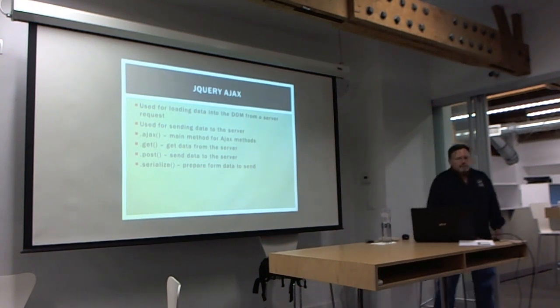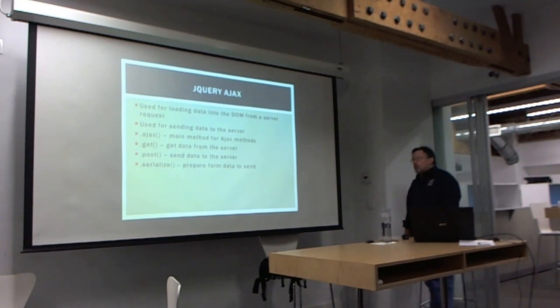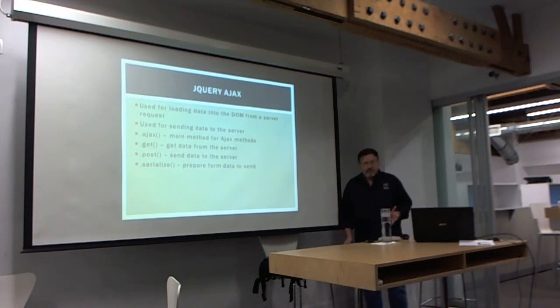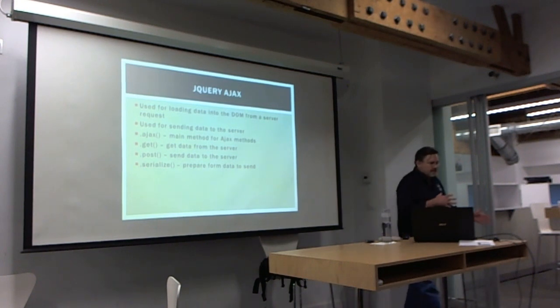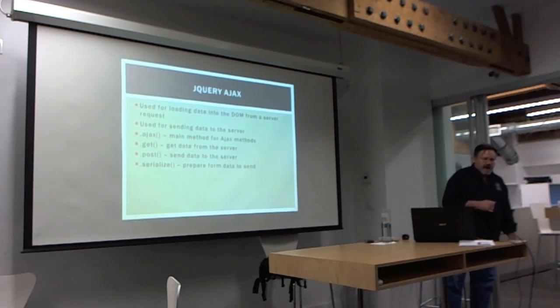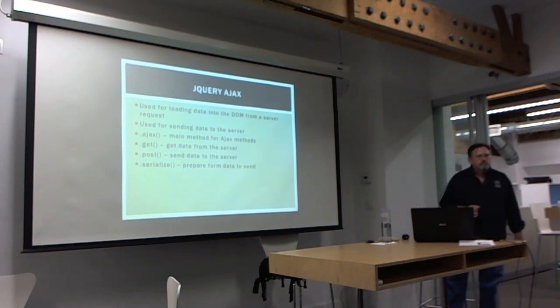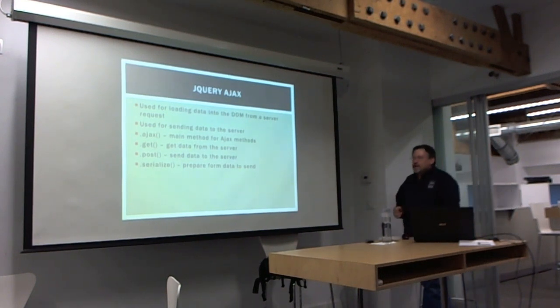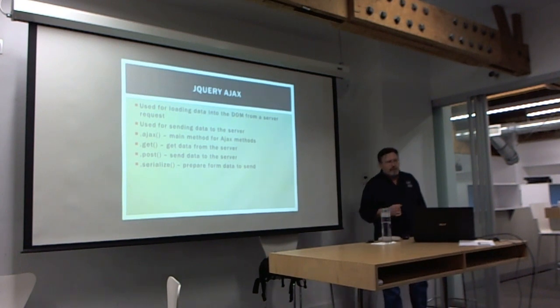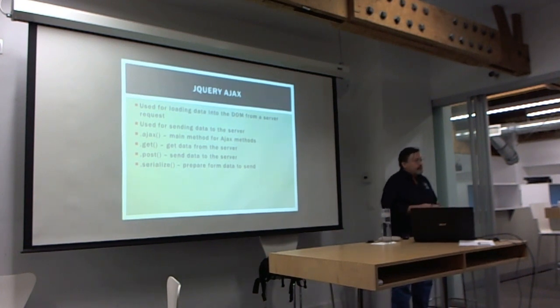Okay. So jQuery Ajax has a full boatload of stuff that you can use. .ajax is your main method. Pass in if you want to do a post or a get, or you can say .get, which automatically just gets, and .post. .serialize is pretty cool because it steps through all the elements that are in your form and then creates a query string for you based on the name of the element and the value of the element.